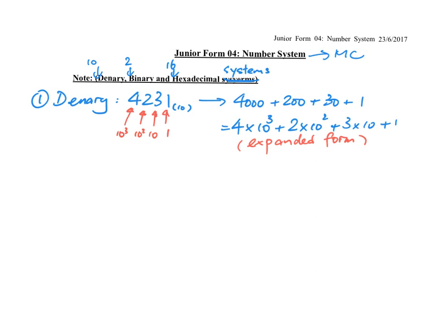So if you note the index carefully, you will see that it's about power 0, so 10 to the power 0, 10 to the power 1, 10 to the power 2, and 10 to the power 3. And these powers will help us to understand the idea of binary and hexadecimal as follows.